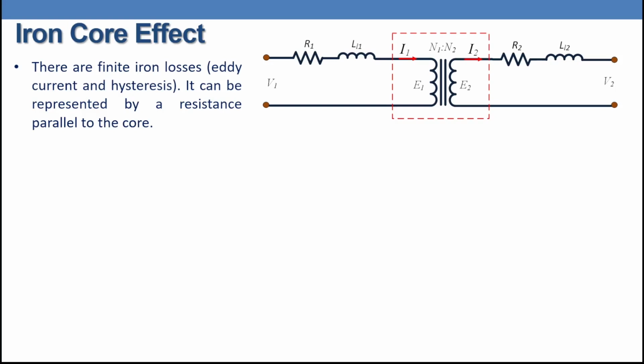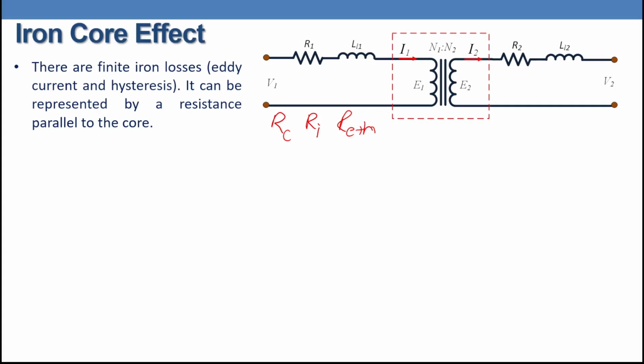In this case, we have a resistance we can call R core, R iron, or R e plus h. It depends on the textbook. Some textbooks like to write it as RC, R iron, or R e plus h, eddy plus hysteresis. So we can use any one of them. So we have a resistance parallel to the induced voltage in the primary side.